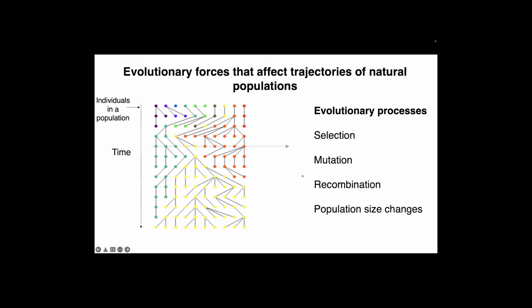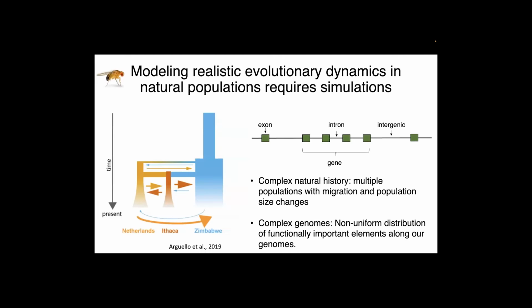although we can mathematically write down expressions for, say, one or two or even three of these evolutionary forces acting together in a population, it's been a very difficult task to do that for all of these evolutionary processes together and model realistic natural populations evolving. So what do I really mean by that?